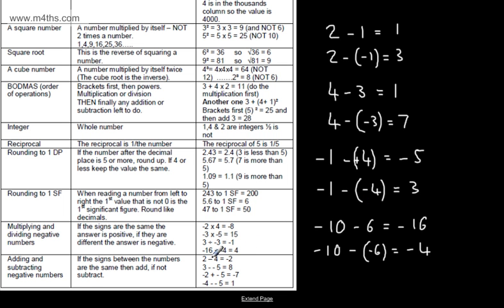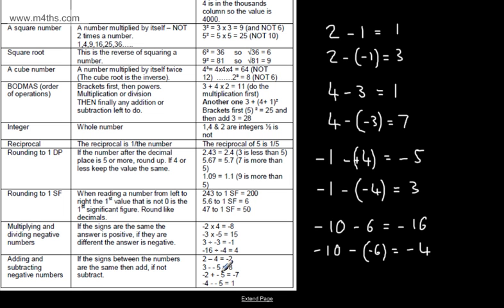So just here, some examples. 2 minus 4 is minus 2. Yet if it was 2 minus minus 4, it would be 2 plus 4, which would give us 6. 3 minus minus 5 is 8 as we're adding it on. If it had been 3 minus 5, it would be minus 2.